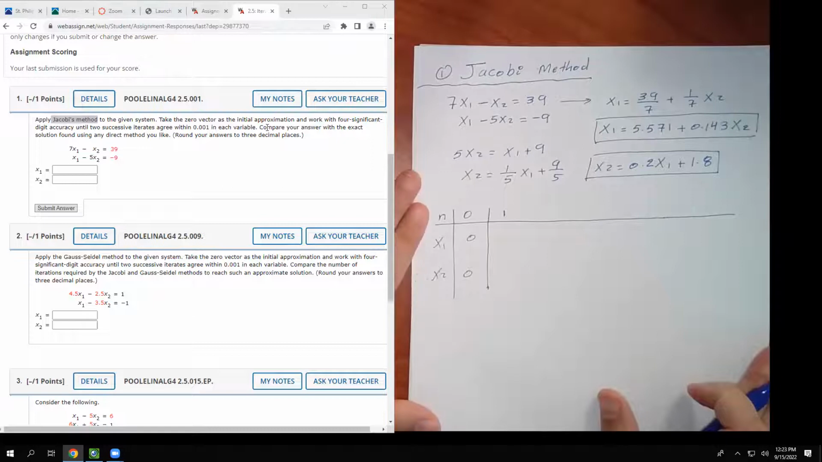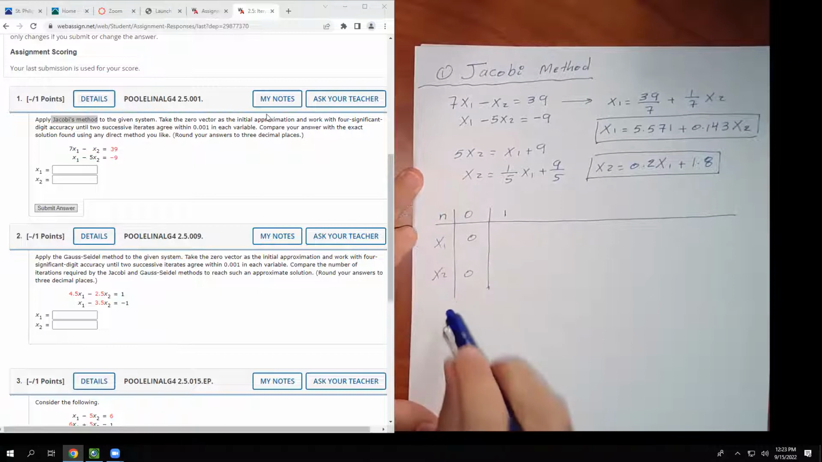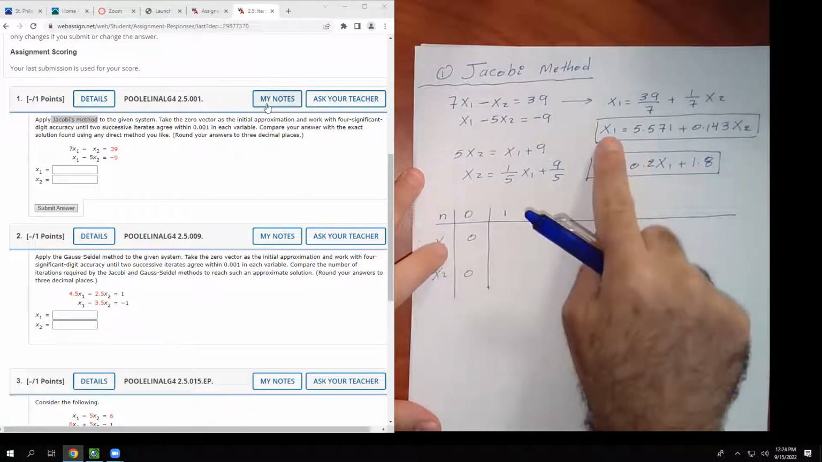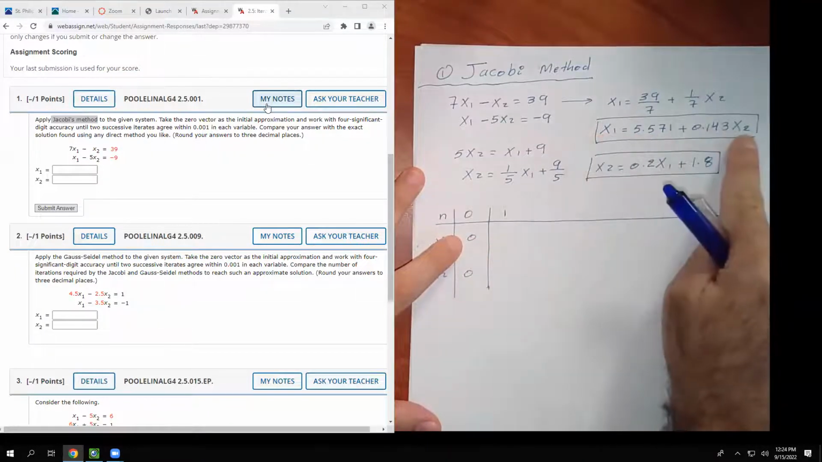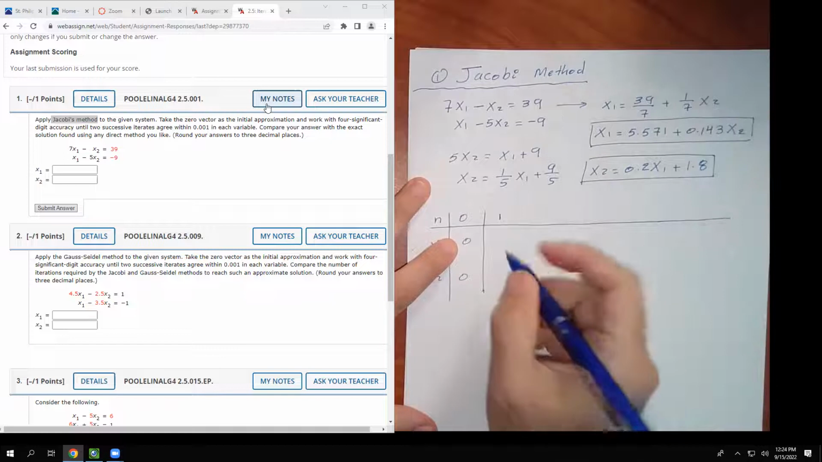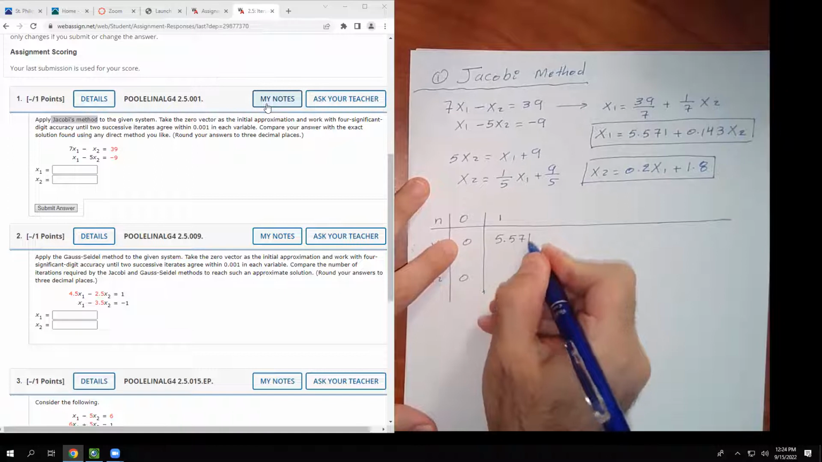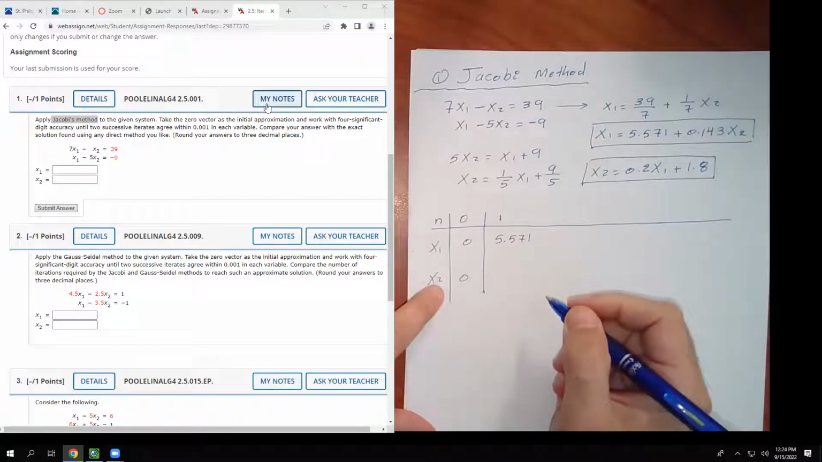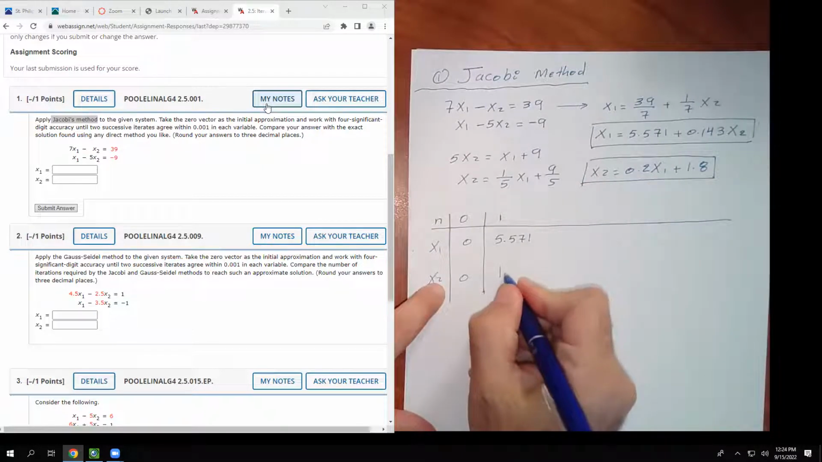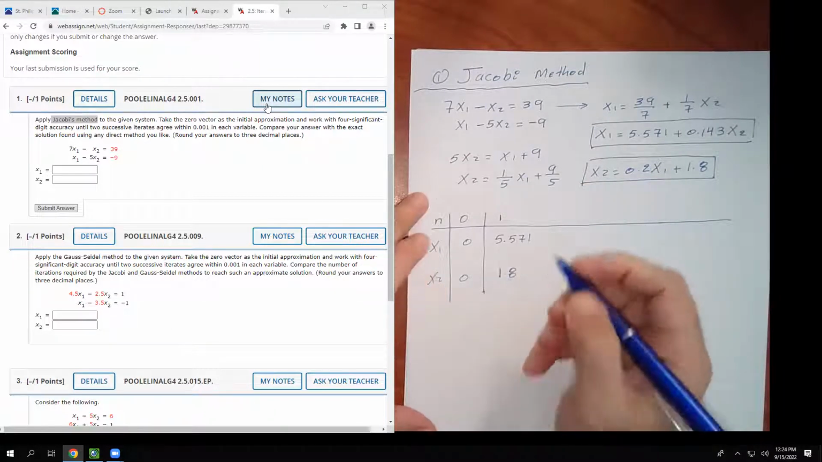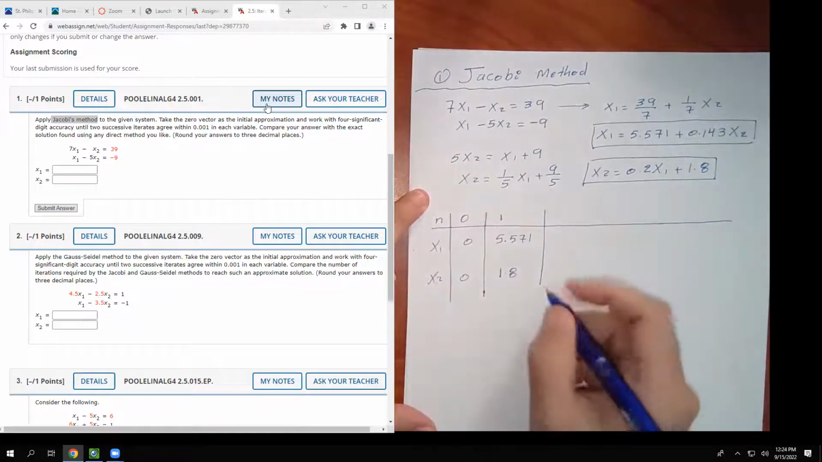How are we going to find that? I'm going to plug in. Be careful because we have 2 methods. For this method, I need to find x1, so I plug in x2, which is 0. That means x1 is going to be 5.571. Now I need to find x2, so I plug in x1, and it's going to be 1.8. This is the first iteration.